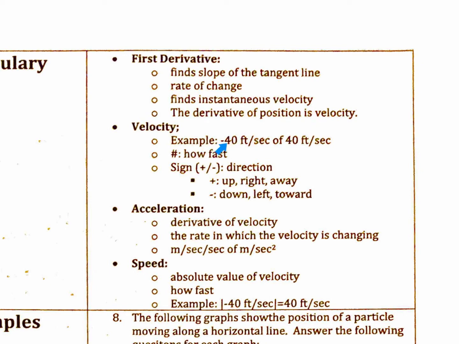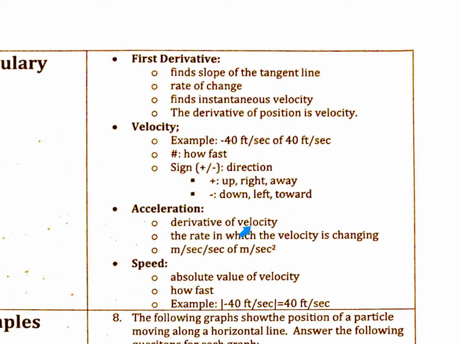Velocity is direction specific. Negative velocities go backwards while positive moves forwards. If it's a constant number, that tells you how fast a particle is moving at that moment. The sign for velocity will tell you direction. So positive is going up or to the right or away from your starting point. If it's negative, it's going either down or moving backwards to the left or going towards the starting point.